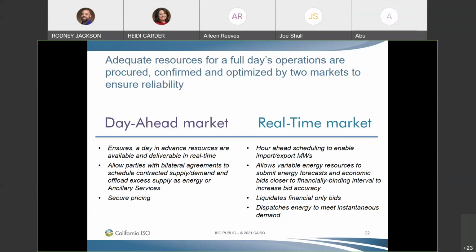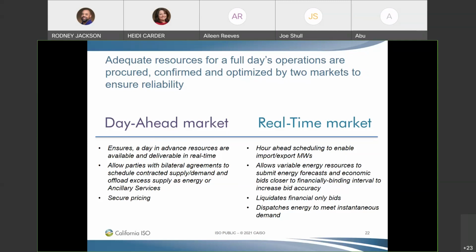Now, most demand is met in advance of the market through utility-owned or bilaterally procured resources. Now, the ISO's real-time market has the hour-ahead scheduling process, the HASP, which enables import and export resources to schedule their megawatts hourly, as well as the 15-minute market, or the FMM, that allows for variable energy resources, VERs, such as wind and solar, to submit energy forecasts and economic bids closer to financially binding intervals, which increases bid accuracy.